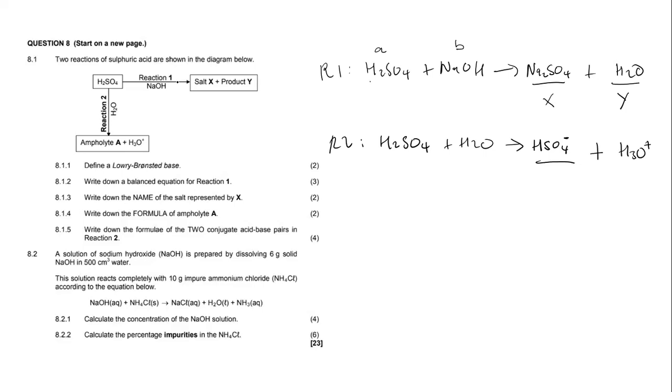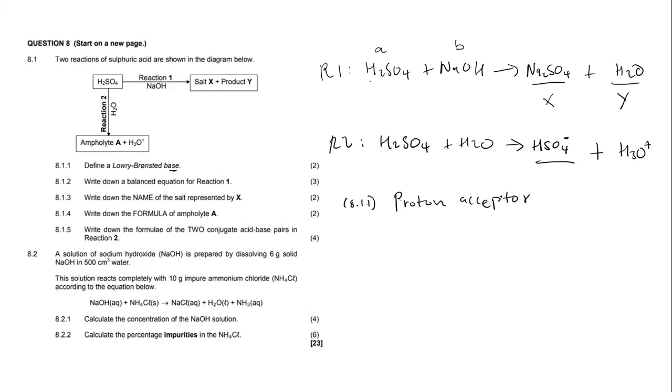Now, let us try to answer the questions. So 8.1.1, they say to us, define a Lowry-Bronsted base. You see, they love asking this question. So also make note of your Arrhenius theory. So Lowry-Bronsted base, not Lowry-Bronsted acid. So it is a proton acceptor.